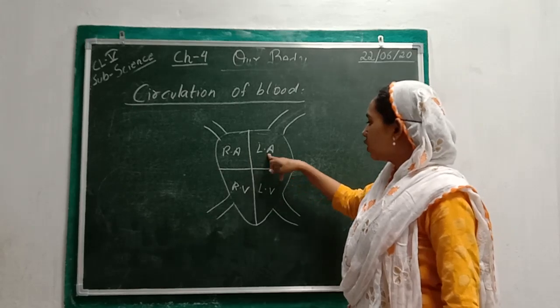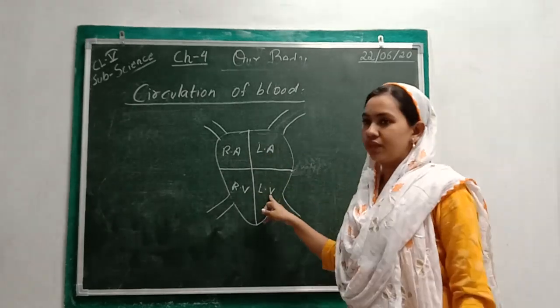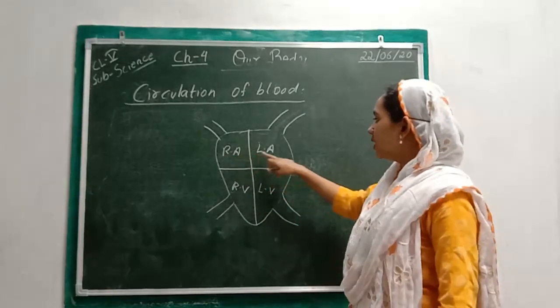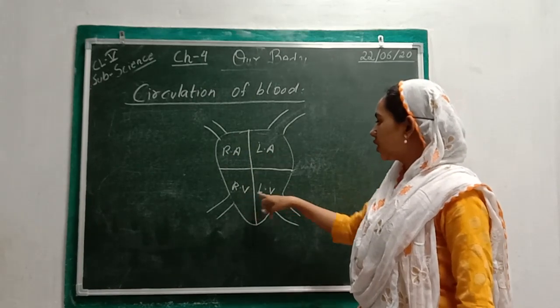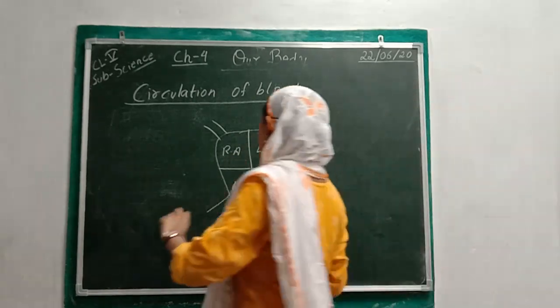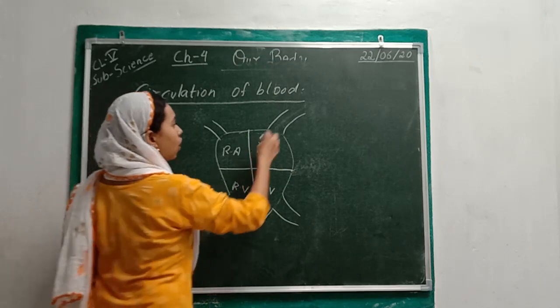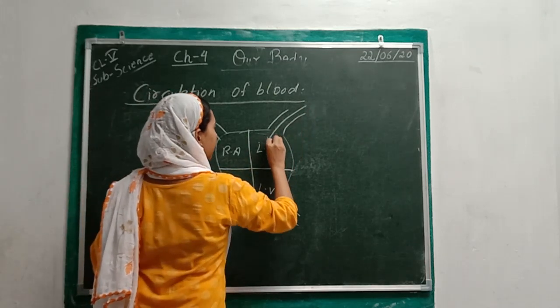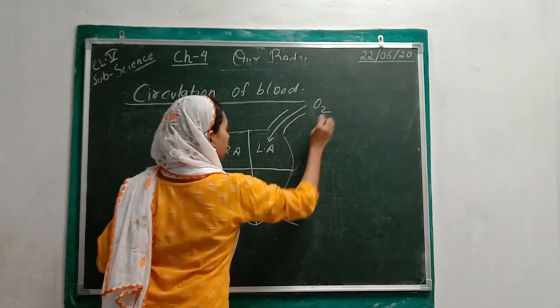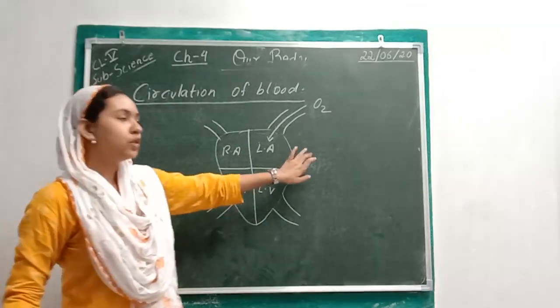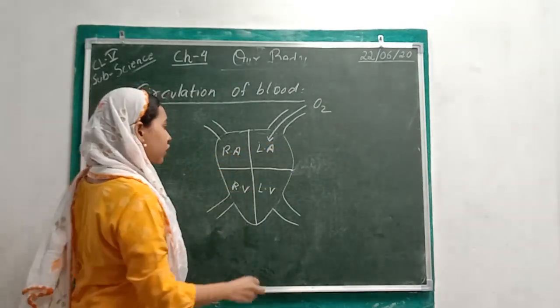The upper parts were the auricles, the lower parts were the ventricles. So this is the right auricle, left auricle, right ventricle, left ventricle. What happens first is that oxygen rich blood comes to the left auricle, blood which is rich in oxygen.